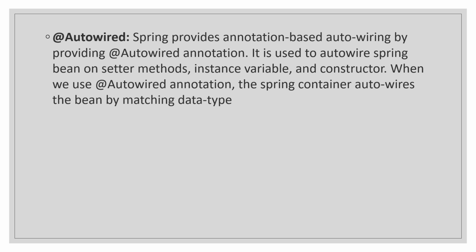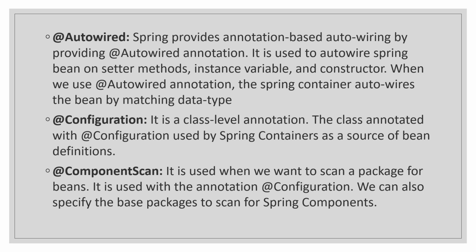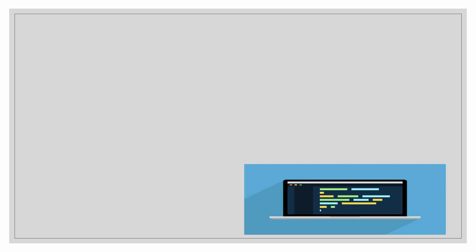Spring provides annotation-based auto-wiring through the @Autowired annotation. It is used to auto-wire a Spring bean on a setter method, instance variable, or constructor. When we use the @Autowired annotation, the Spring container auto-wires the bean by matching data type. @Configuration is a class-level annotation. A class annotated with @Configuration is used by the Spring container as a source of bean definitions. @ComponentScan is used when we want to scan a package for beans. It is used with the @Configuration annotation. We can specify a base package to scan for Spring components.